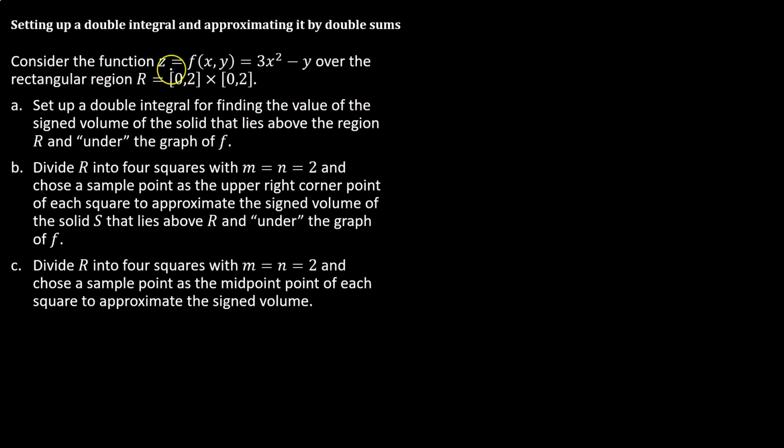So we're looking at a function with independent variables x and y. The function is 3x squared minus y. And we're going to consider integrating over the region R, which is defined by this Cartesian product. The x values range from 0 to 2. The y values also range from 0 to 2. So the very first thing we're going to do is set up a double integral for finding the value of this signed volume.